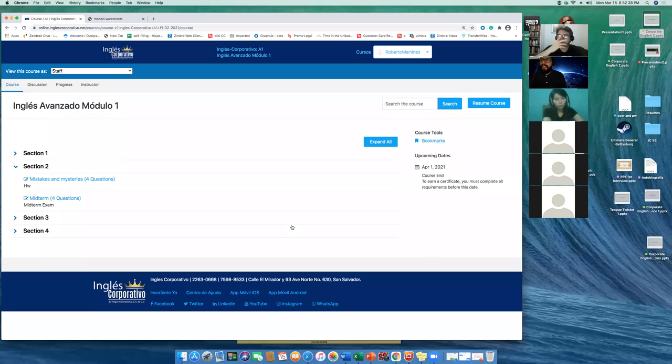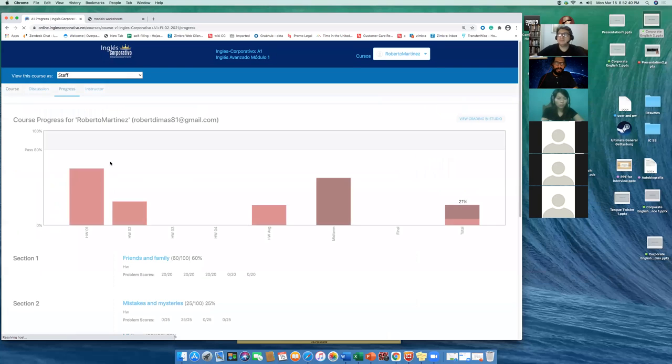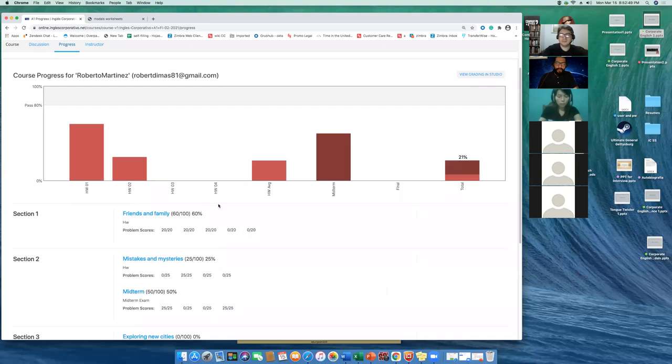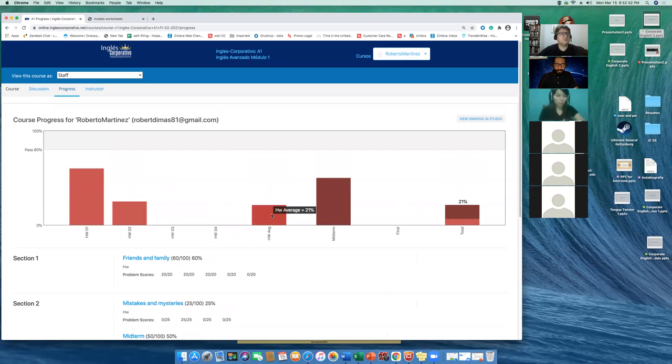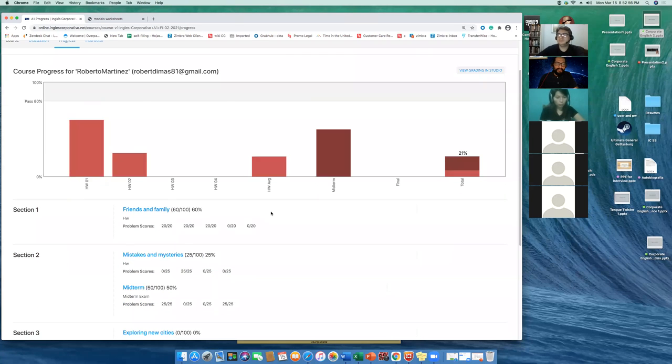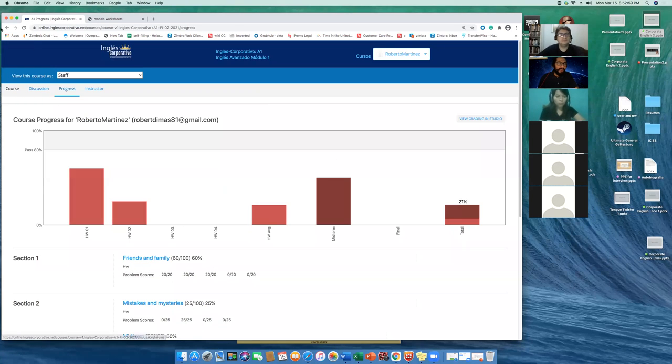Okay, so how are you doing with the platform? How can you tell? How can you see it? Remember, you have the progress button at the very top. You click on progress and it will tell you what you have completed, what you have accomplished so far, and what you need to do. So my average right now is at 20%. I'm not getting a certification because in order for me to get a certification, how much do I need?